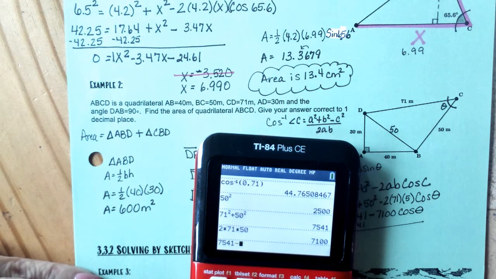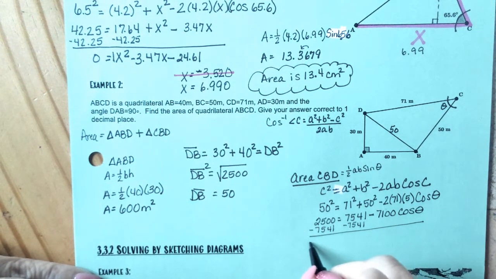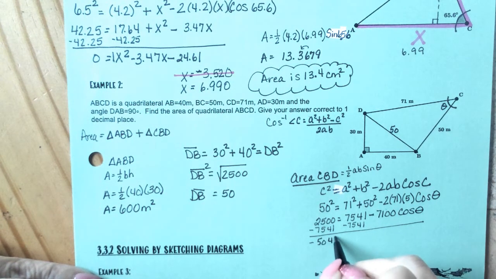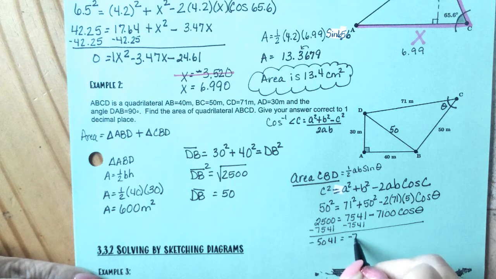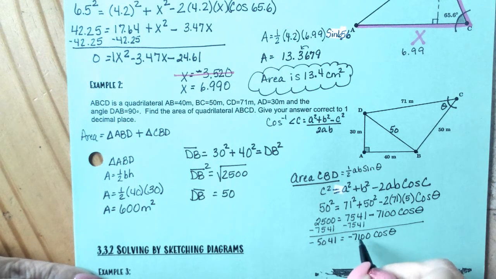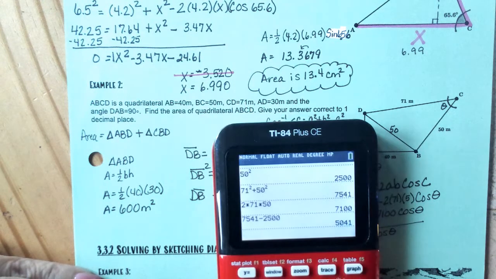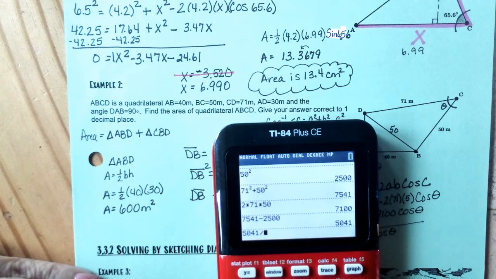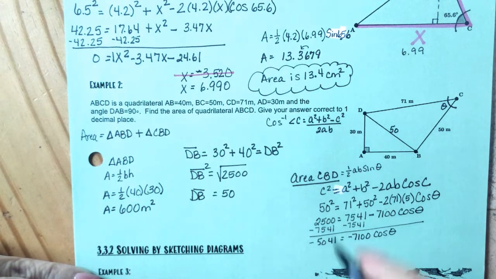And I'm going to subtract 2,500, but remember I'll have to switch the negative, so that'll be negative 5041 equals negative 7,100 cosine theta. I'll divide both sides by 7,100, so I'm going to take this and divide by 7,100, and it's 0.71. Now, if you did it the other way, you would have gotten the other answer. And so we'll do the inverse cosine of that.